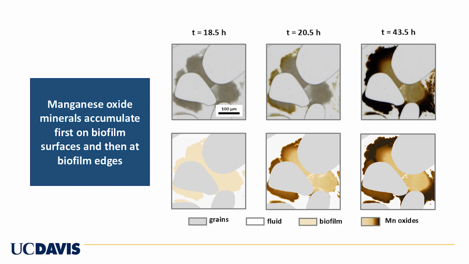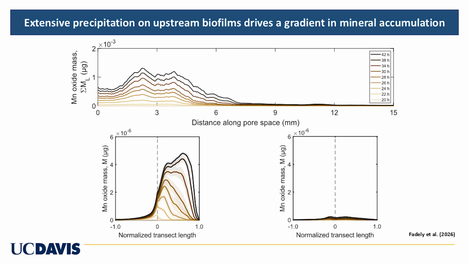We observe that manganese oxides first precipitate on biofilm surfaces, but over time, minerals accumulate at the edges of biofilms in contact with pore fluid. If we quantify manganese oxide precipitation over the whole pore space in the longitudinal direction of flow, we see that minerals accumulate preferentially on the inlet side of the reactor pore space near the source of aqueous manganese.